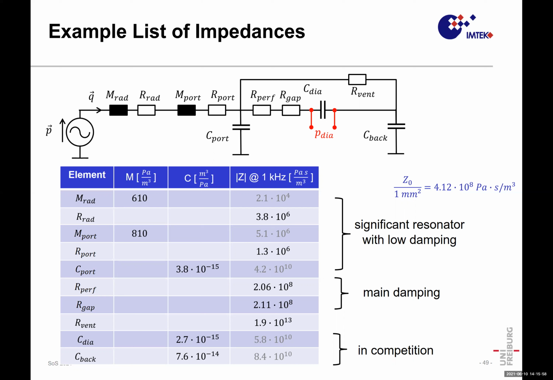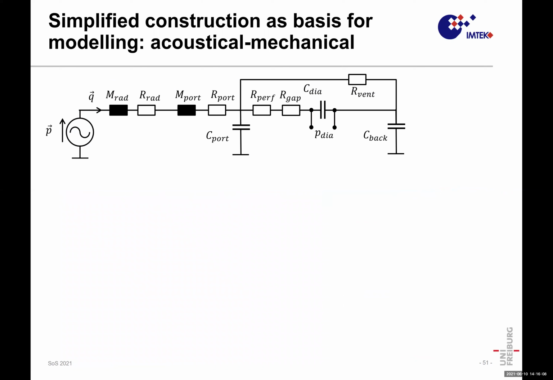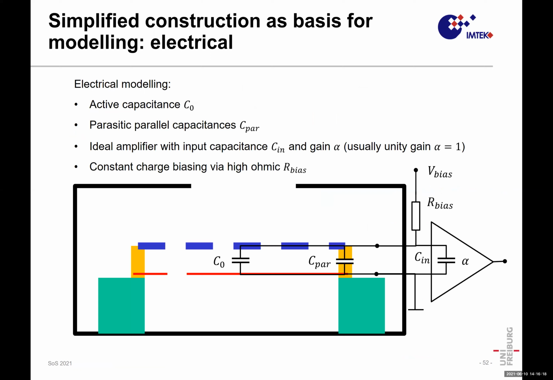And of course, since we now have an acoustic model, we also want to have an electrical model for this device. And I explain how we do this. So this is, well, again, the acoustical model, and we now need to transform into the electrical domain. For this reason, we first again check the electrical model of our microphone. So basically we say we have a variable capacitor, which is the parallel plate system, which is air-filled.